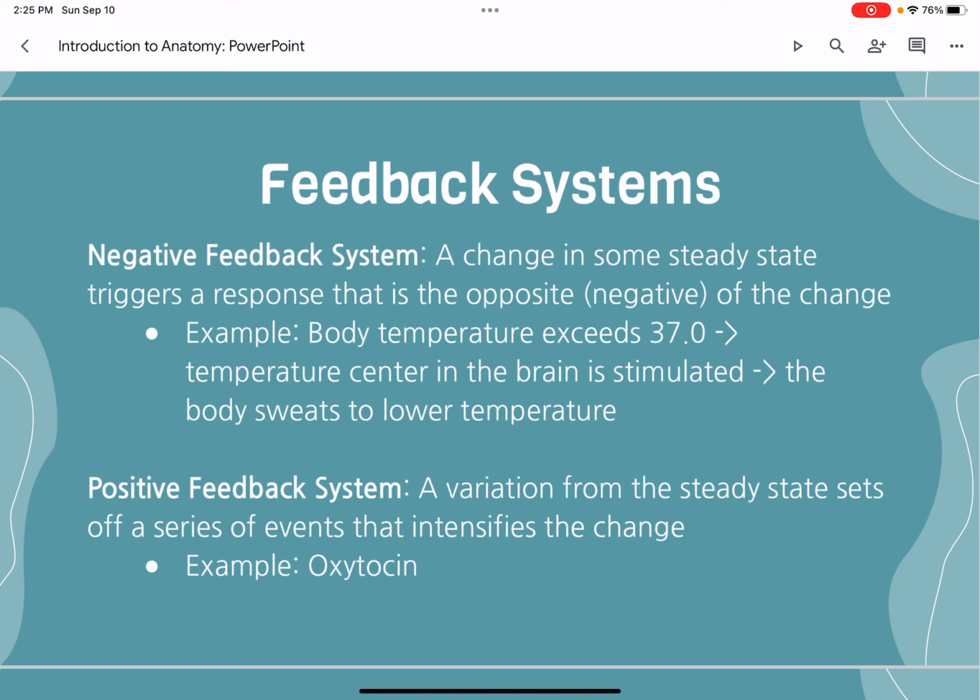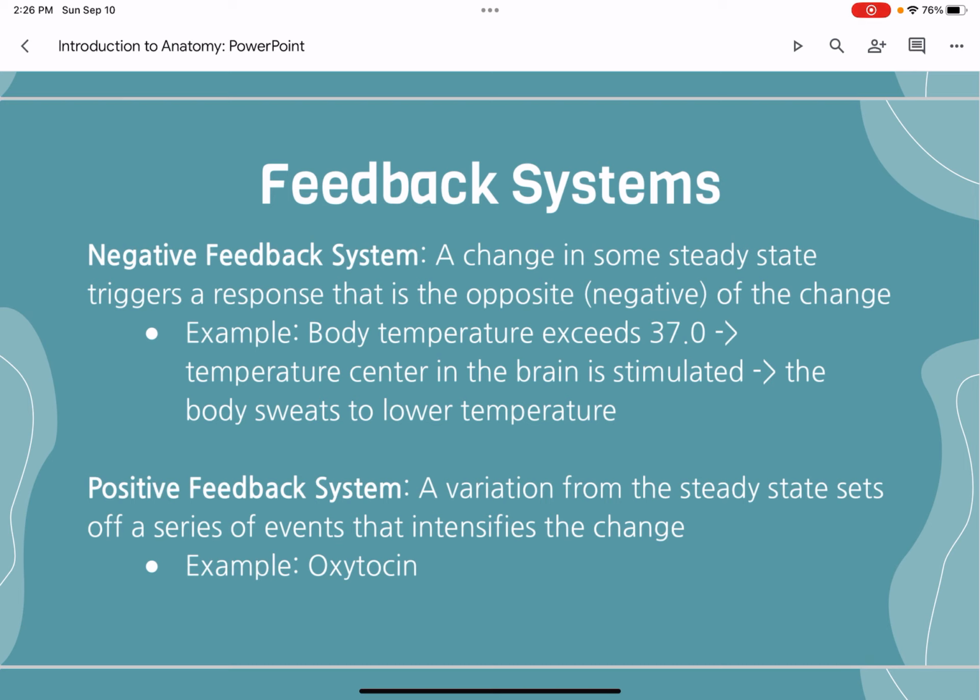A negative feedback system: a change in some steady state triggers a response that is the opposite or negative of the change. So for example, when body temperature exceeds 37.0, the temperature center in the brain is stimulated and the body sweats to lower temperature.